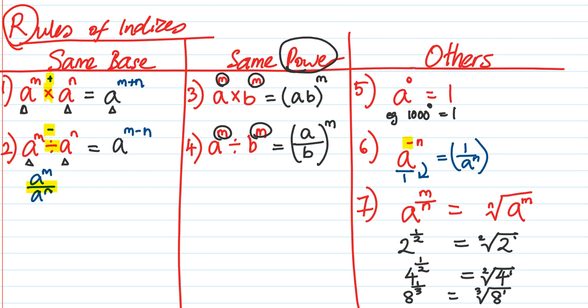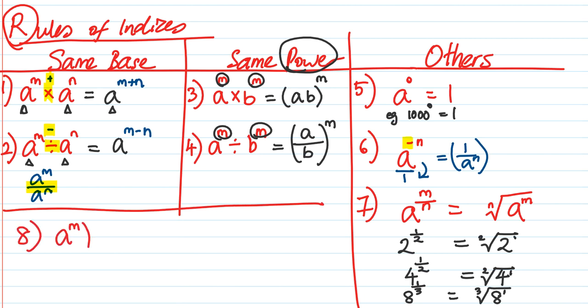And one more final rule that I want to introduce. It doesn't really fall under any of these categories, so I can park it under others, but let me just remove and create some space here. So the next rule is number 8. If you have a to power m and there's another power outside the brackets, what you do is just multiply the powers. So you have m times n, and your answer will be a to the power mn.